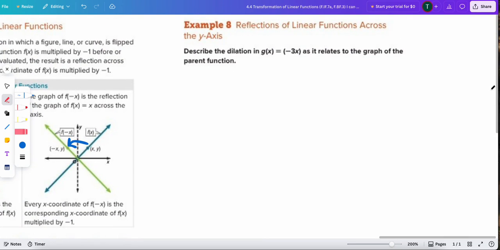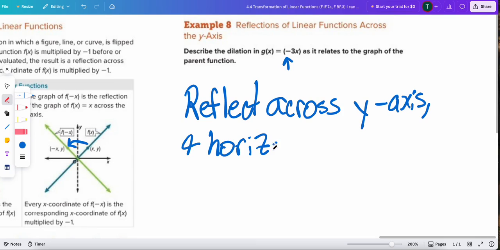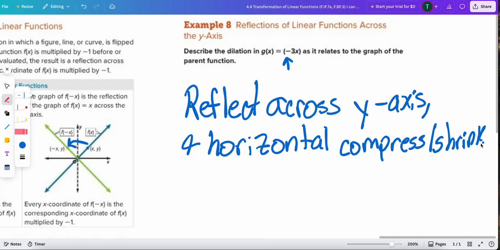Okay. So this next one says describe the translation. This one's on the inside, so it's affecting my x values. So that means I reflect across the y-axis. And it'll be a horizontal because it's affecting x. Now, since this is a big number and it's on the inside, remember we do the opposite. So instead of a stretch, this is actually a compress or shrink of, and remember we have to flip that fraction. So 3 becomes 1/3.